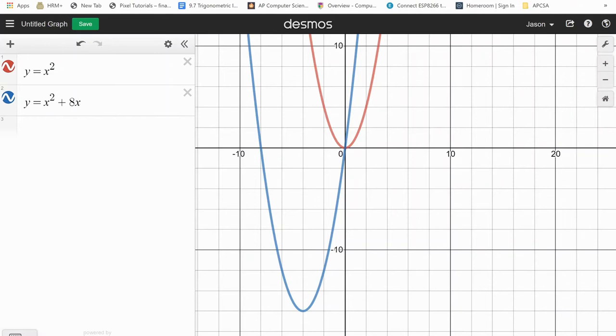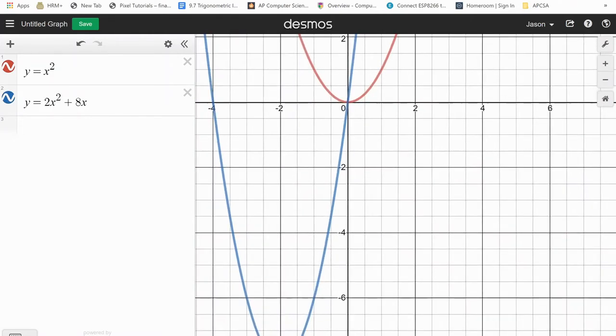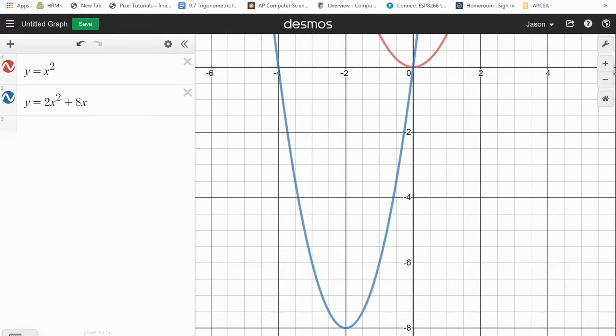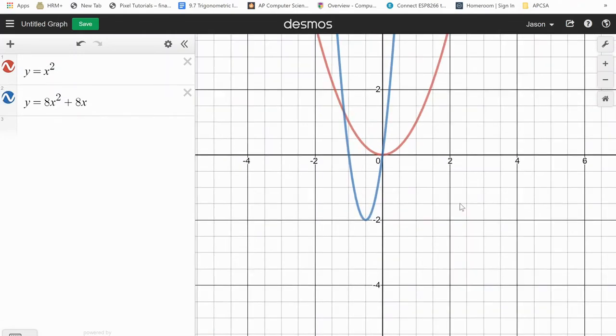Now, one of the other things is, what if there's an a value? So right now this a value is 1, but if I make this a 2, now it moved it back a little bit. So the 8 should have moved it to the left 4, but now it's only moving it to the left 2 when I change that to a 2. If I change that to a 4, now it only moves it to the left 1. And if I change it to an 8, now it's only moving it to the left 1/2. So this leads us to the formula of finding the axis of symmetry using standard form.